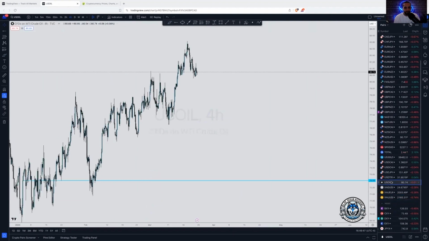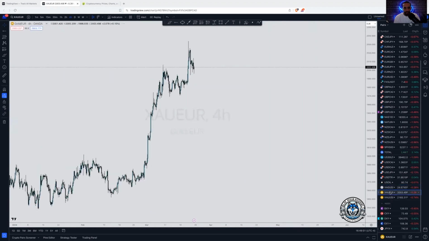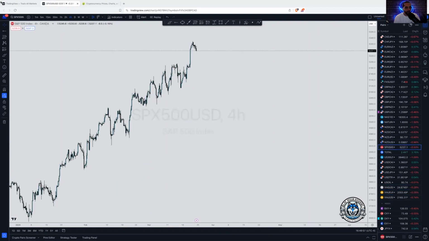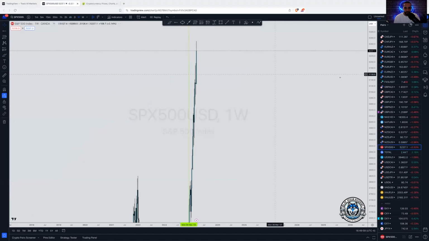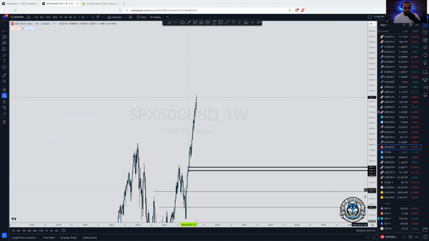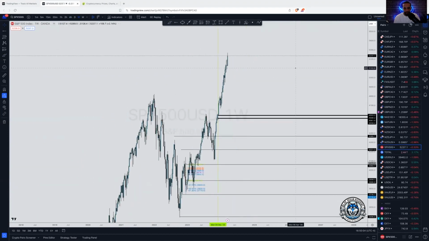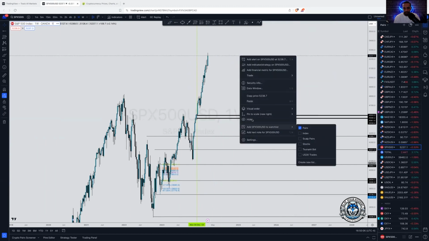Let's see oil. Looks like gold. All right, silver or euro gold rather. Looks the same as gold as well. Let's see the S&P. Super bullish. Probably hyperextended on the weekly as well. Yep, had that marked off. Should have taken it. Get rid of that.